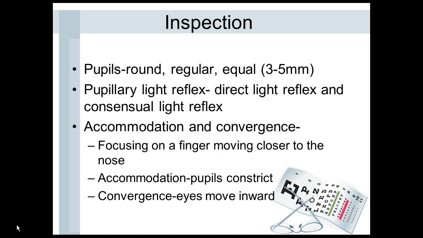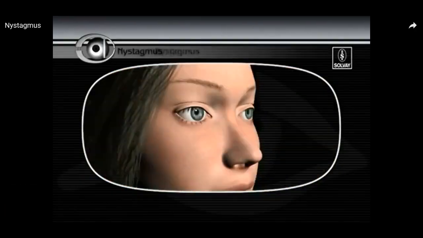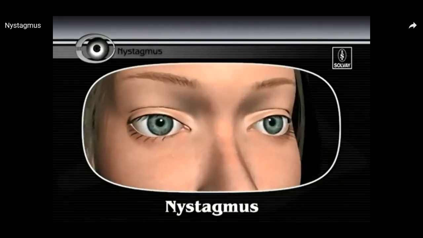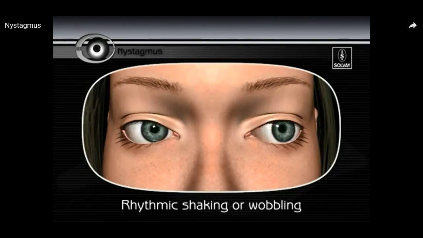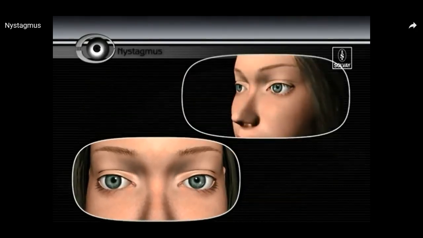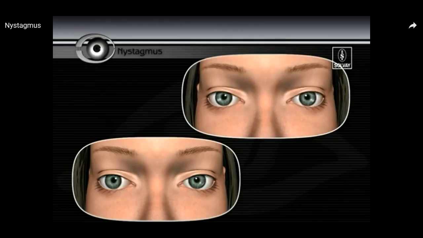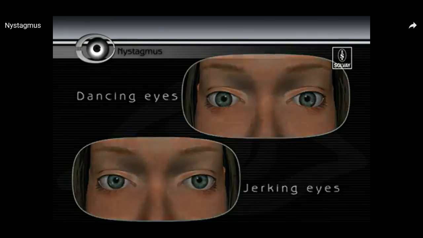You're going to test for accommodation and convergence. So you're focusing on a finger that's moving closer to the nose. Accommodation, the pupils constrict. Convergence, the eyes move inward. There are things you do not want to see in a patient's eye. One of those things is called nystagmus. This is rhythmic shaking or wobbling side to side, or it could be jumping up and down. Kind of looks like dancing or jerking eyes.